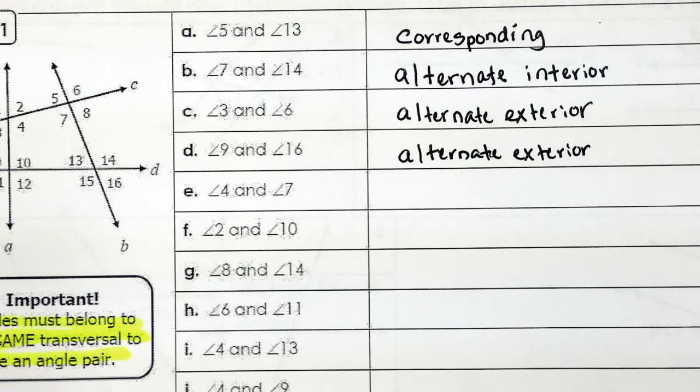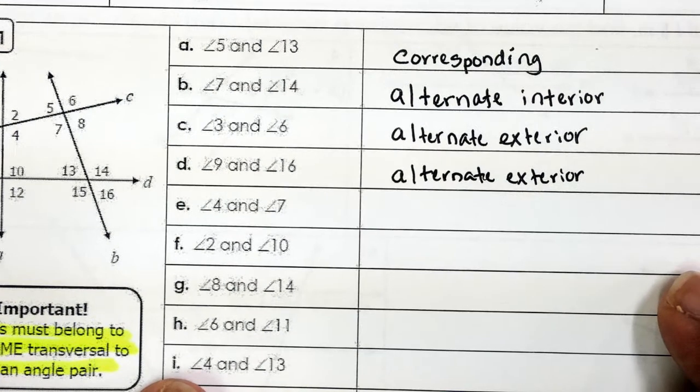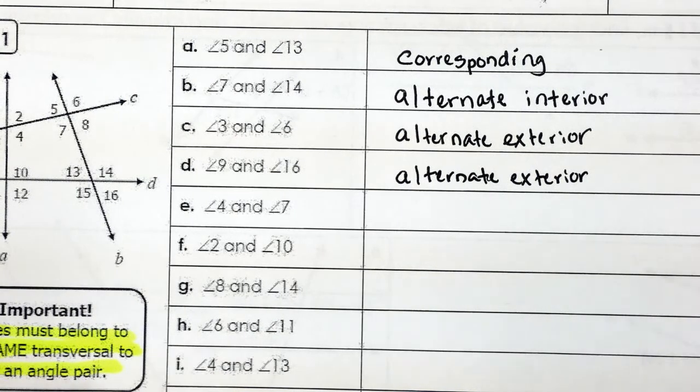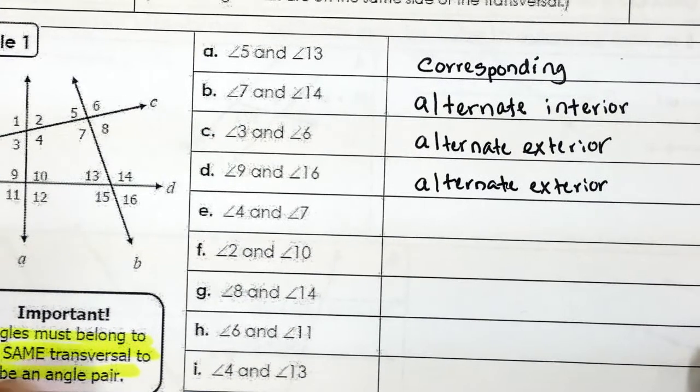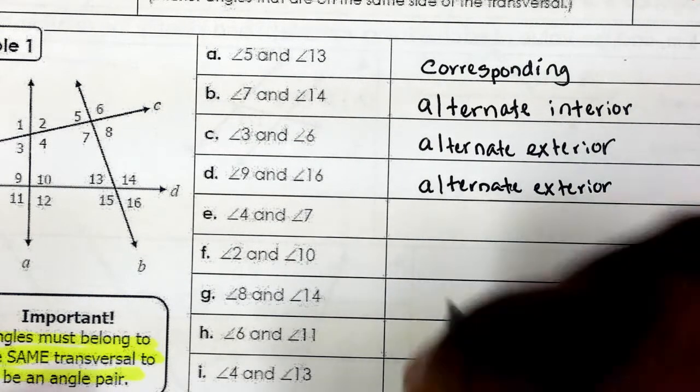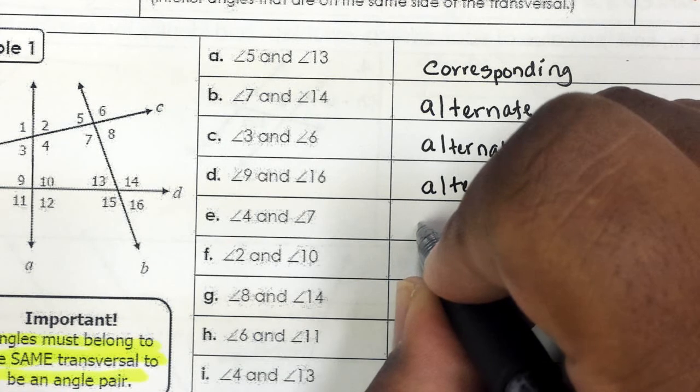Might be giving her a hard one, but I'm going to try anyway. Zoe, angle 4 and angle 7. Not quite. Savion? Consecutive interior. Yes, these are consecutive interior angles. What transversal are they on? C. Thank you. So consecutive interior.